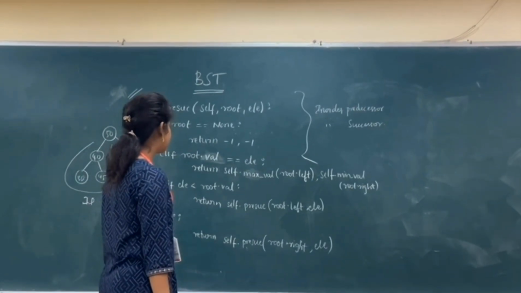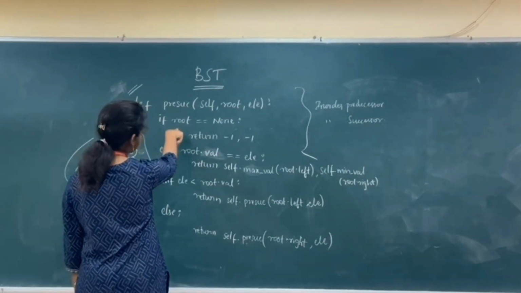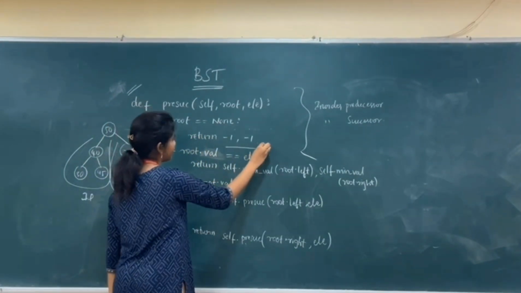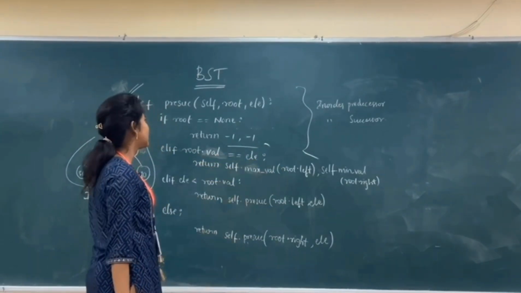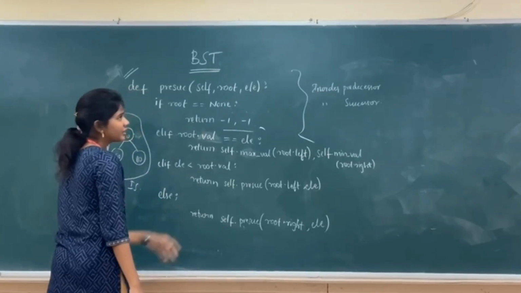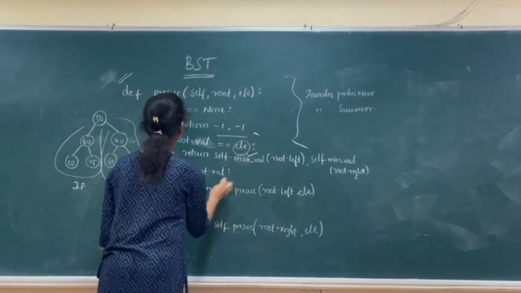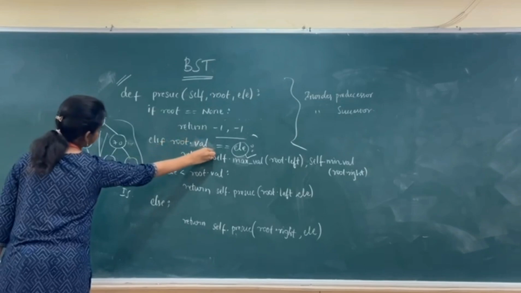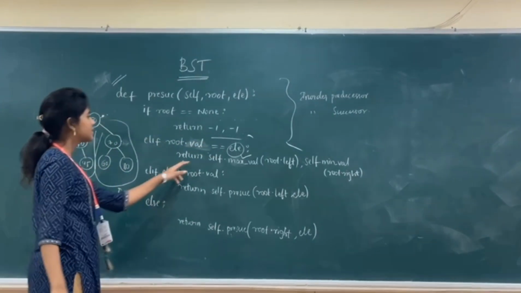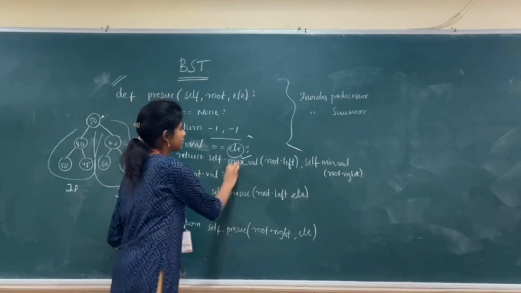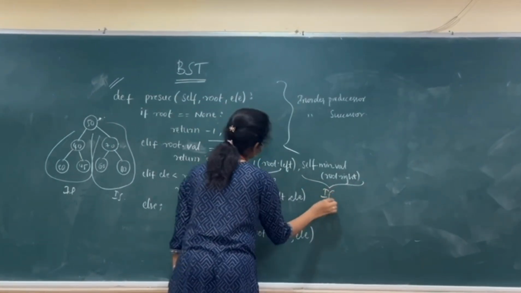So firstly, to find the INORDER predecessor, we have to check the root. If the root is null, we have to return -1 and -1. And the next condition is root.value is equal to the element. Here we will be passing the element and that will be checked here. If root.value is equal to the element, we will find the INORDER predecessor and successor for this element. Return self.max value of root.left, which is the INORDER predecessor, and self.minimum value of root.right, the INORDER successor.